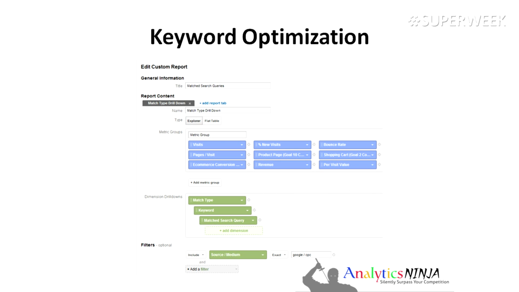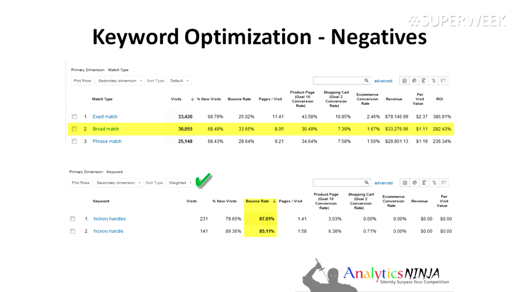Here's how I would drill down in terms of keyword optimization. Match type, into keyword, into search query, take a look. The A, B, C's are all present in that custom report, right?